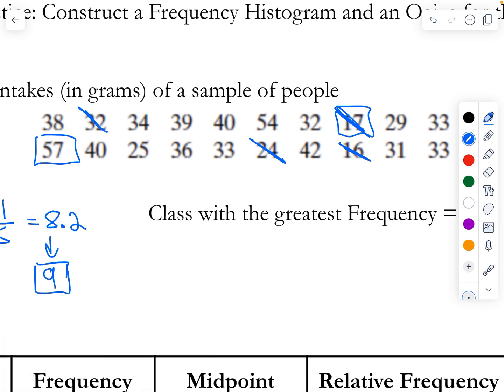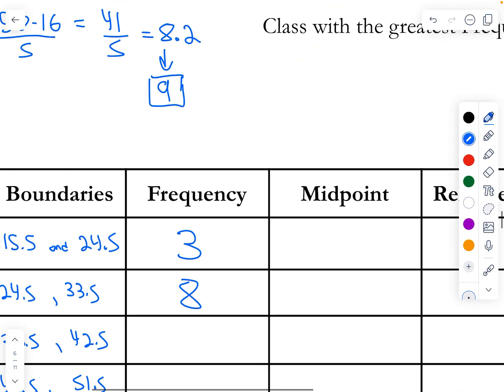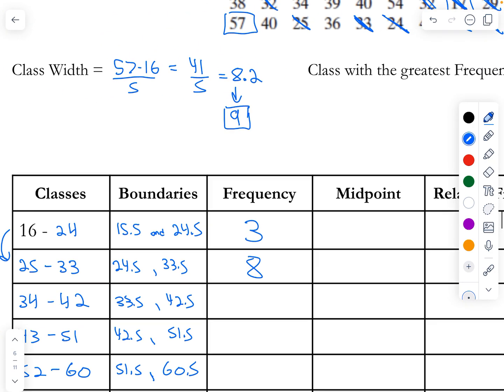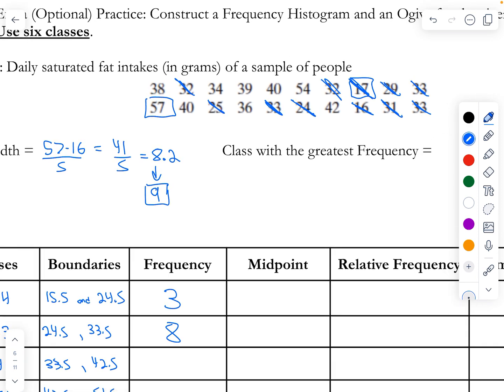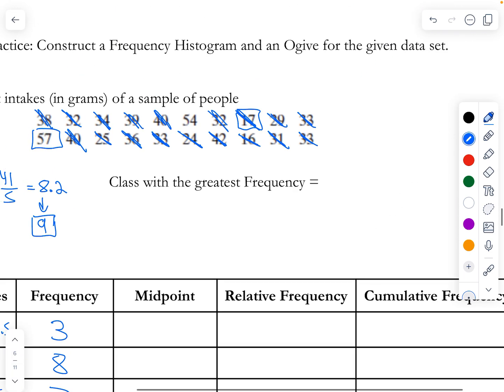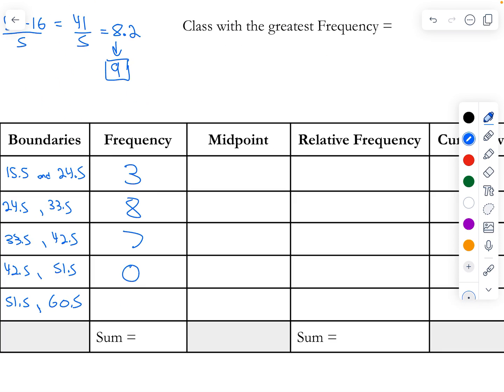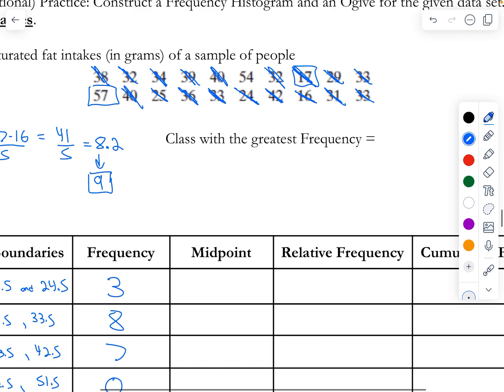All right, 25 to 33. 1, 2, 3, 4, 5, 6, 7, 8. Yep. Okay, 34 to 42. 1, 2, 3, 4, 5, 6, 7. 43 to 51 has 0. And 52 to 60 has 1, 2.